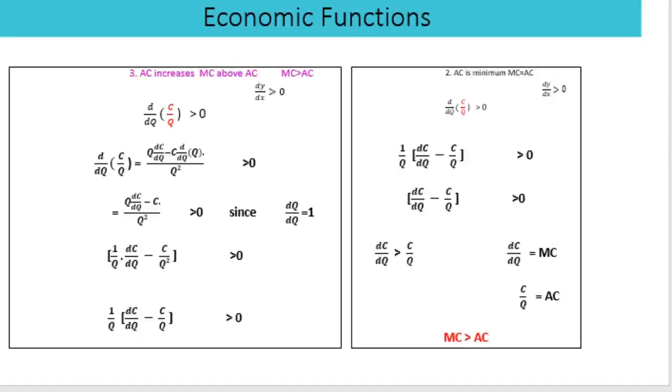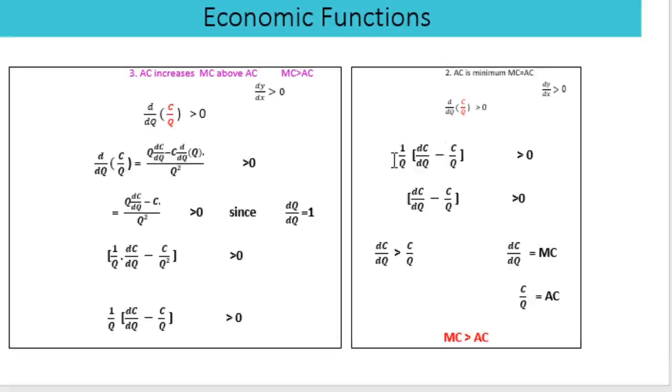The third relationship shows that when AC increases, marginal cost is above average cost, or MC greater than AC. The first order condition for an increasing curve is that the first order condition is greater than 0. That is, d by dq of c by q greater than 0. In the same way, differentiate c by q with respect to q. You apply the quotient rule and factor out the common term. Then we will get 1 by q into dc by dq minus c by q greater than 0.